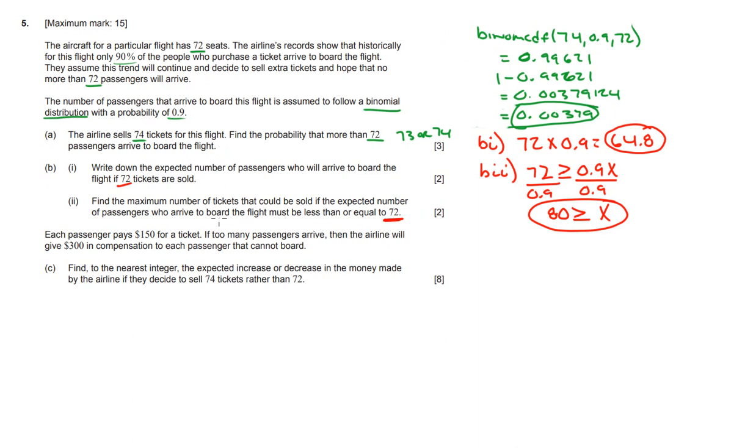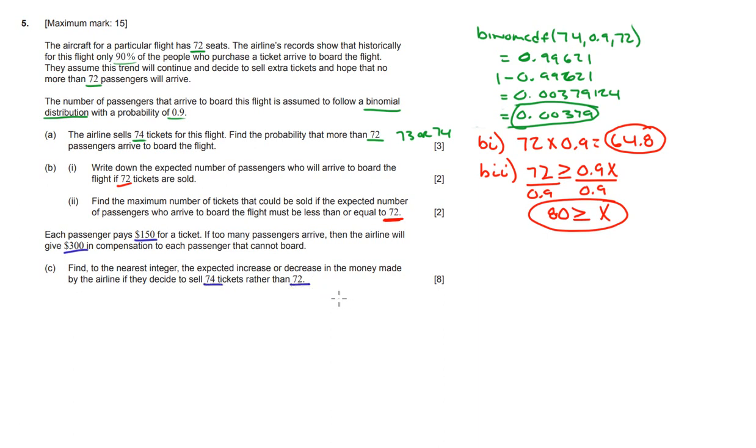So that would be this part here. Maximum number of tickets, 80 or less. And then our last part here, C, says that each passenger pays $150 for a ticket. If too many passengers arrive, then the airline will give $300 in compensation to each passenger that cannot board. Find to the nearest integer the expected increase or decrease in money made by the airline if they decide to sell 74 tickets rather than 72.